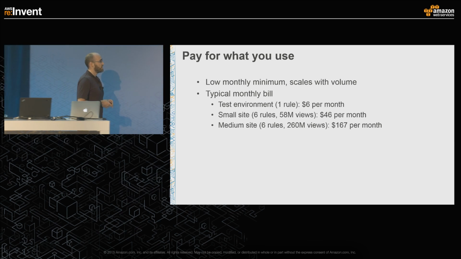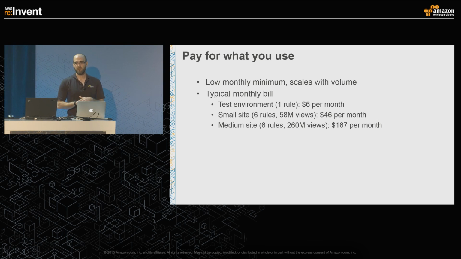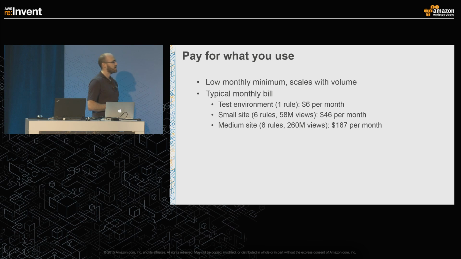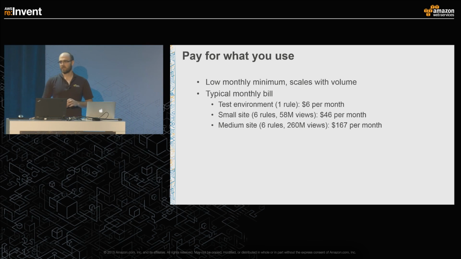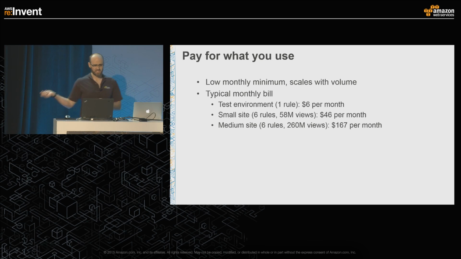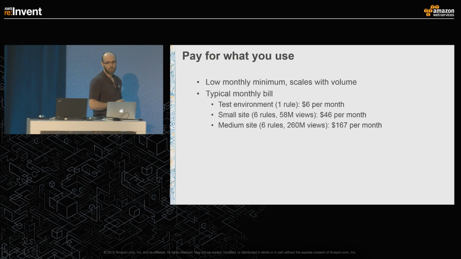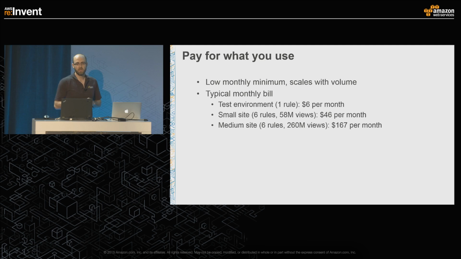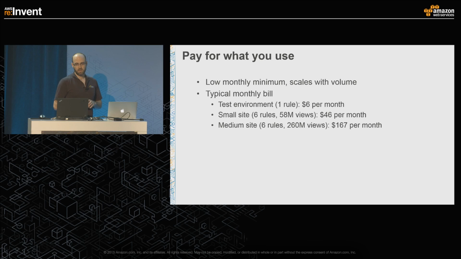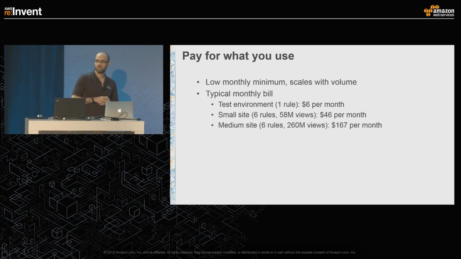So compared to a lot of solutions that are out there, that pricing model really lowers the barrier to entry, and I think makes this a solution that can even be integrated into your dev and test environments. Comparing to many of the other solutions, we found that customers are going to save a lot on their WAF bills. And here are a couple of quick pricing examples. In a test environment where you might just have one rule, maybe just for visibility, you would pay $6 a month. A small site generating 58 million requests per month with 6 rules would pay $46. With a higher request volume of 260 million requests per month, you'd pay $167.